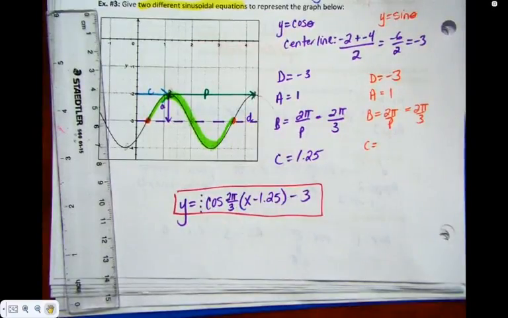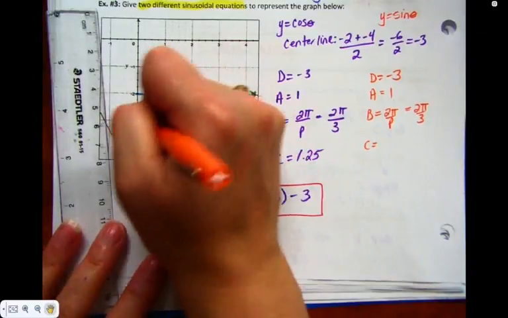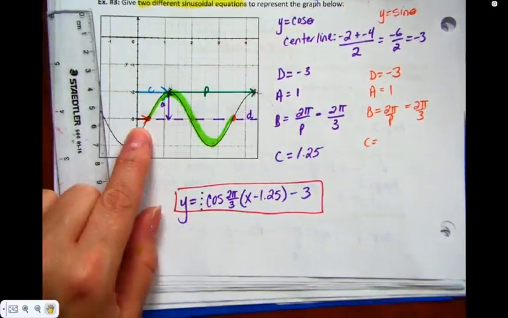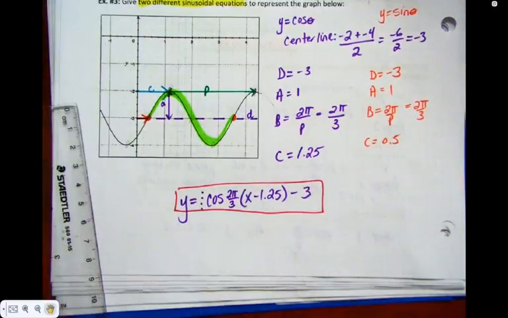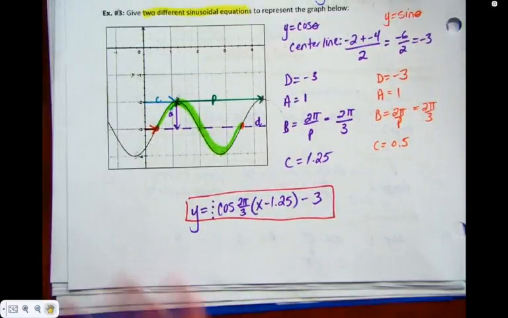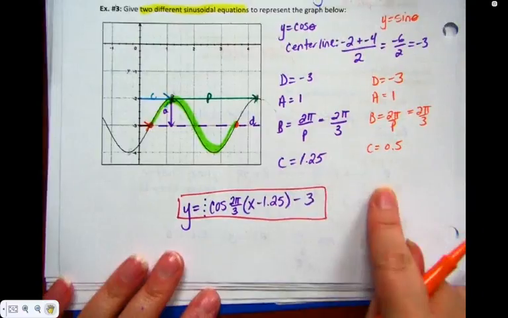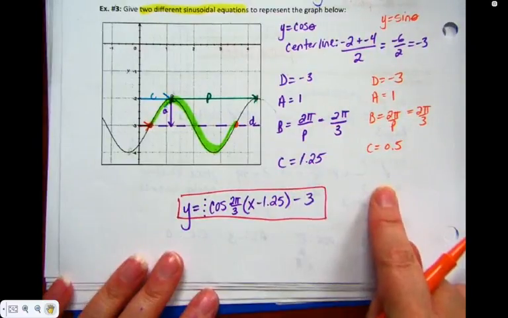And the c value comes from the y-axis to the starting point. So how much did I shove this little guy over? So we said that was roughly 0.5. What's the only value that changed? That will only be the value that ever changes when you go from a sine to a cos.